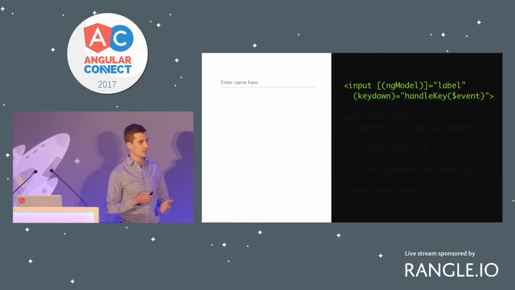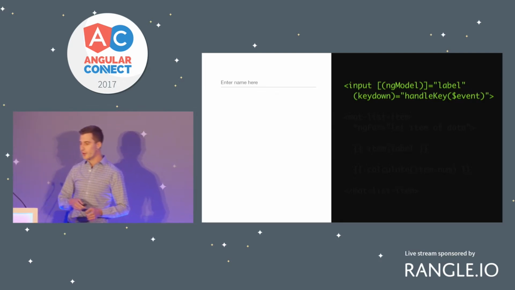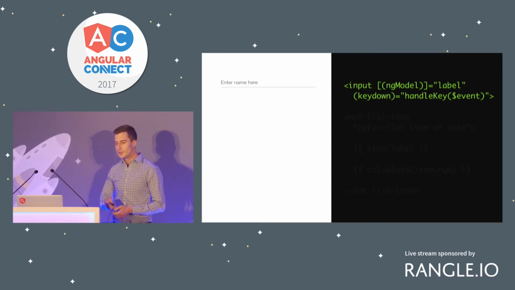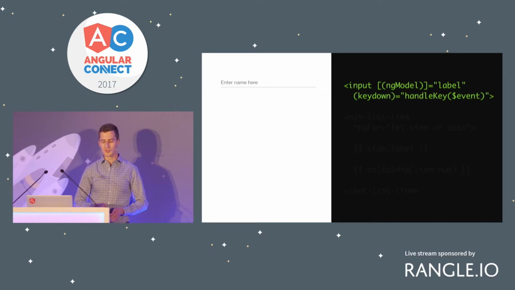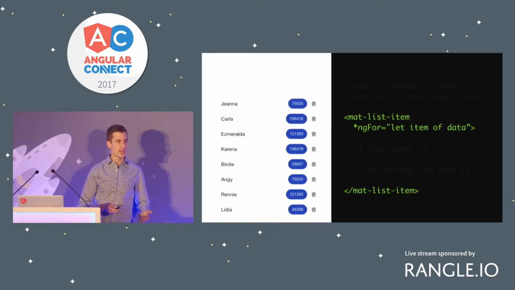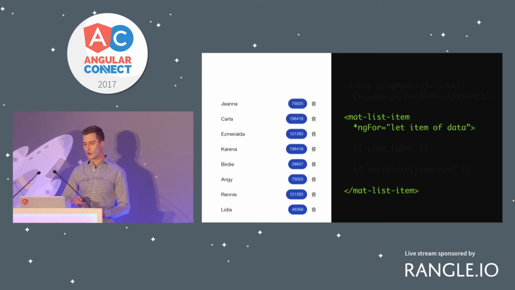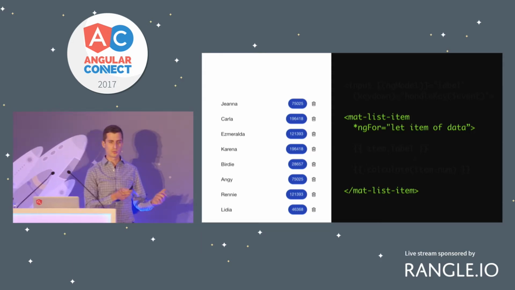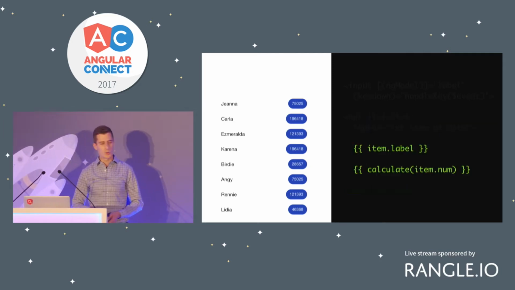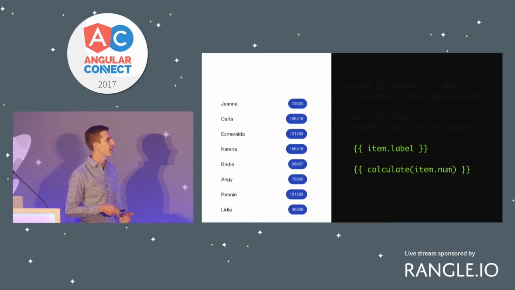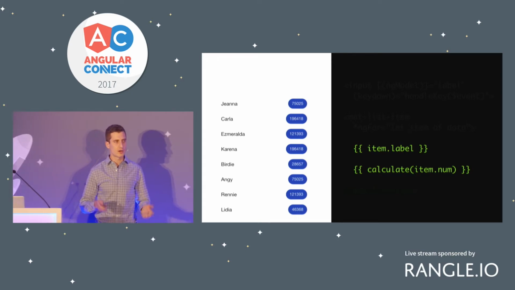Here is the template of the employee list component. We have a text input where we are using the banana-in-a-box syntax for two-way data binding, binding the value of the current input to the label property declared inside of the controller of the employee list component. We also have Material Design list items. Here we are iterating with the ngFor directive over all the individual employees, and rendering a Material Design list item for each one of them, where we are printing, using the interpolation syntax, the name of the employee and also calculating some numeric value. Let's think of it as performance.